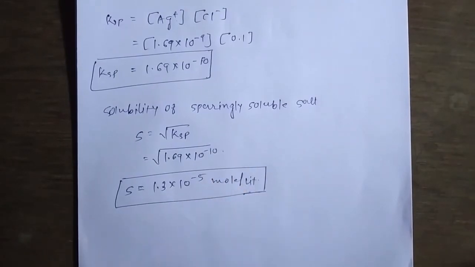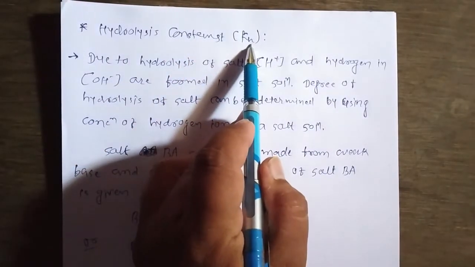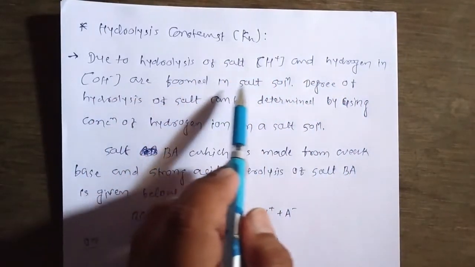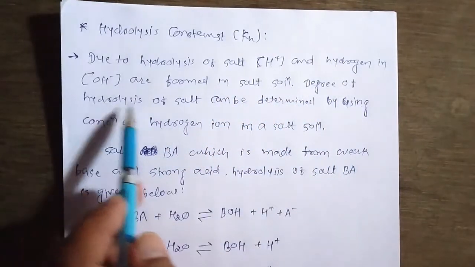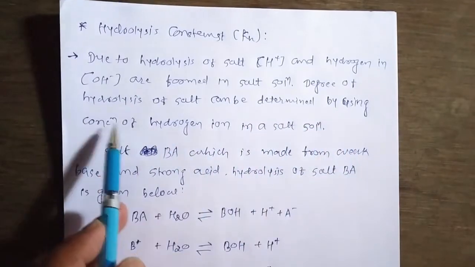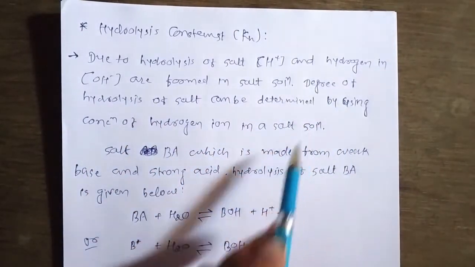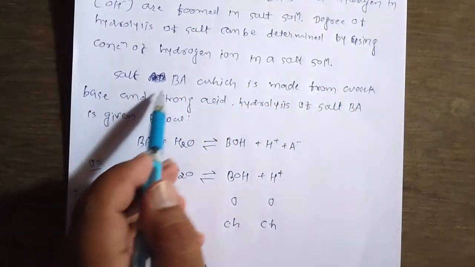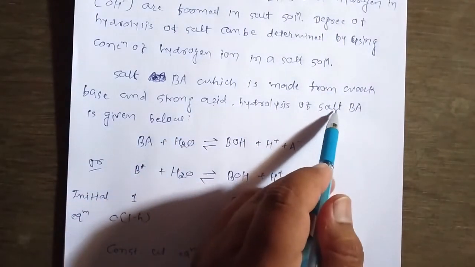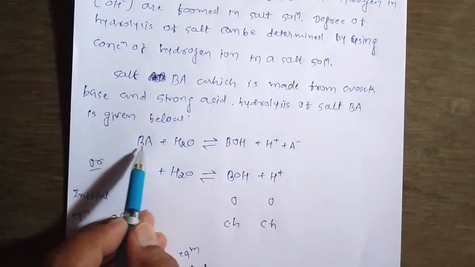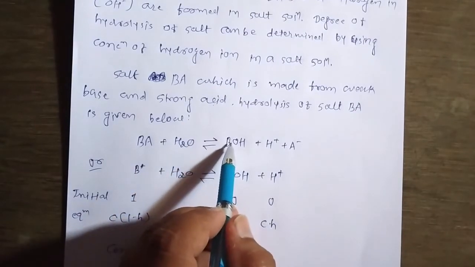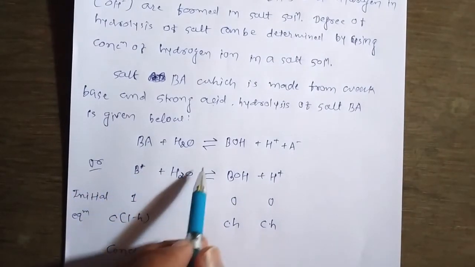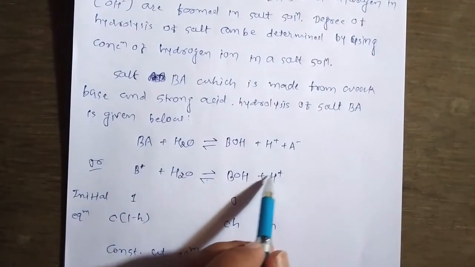Now the hydrolysis constant Kh value. Due to hydrolysis of a salt, H⁺ and OH⁻ are formed in the salt solution. The degree of hydrolysis of a salt can be determined by using the concentration of hydrogen ion in the salt solution. Suppose salt BA, which is made from a weak base and a strong acid. Hydrolysis of the salt BA is given below: BA plus H2O is in equilibrium with BOH plus H⁺ plus A⁻, or B⁺ plus H2O is in equilibrium with BOH plus H⁺.